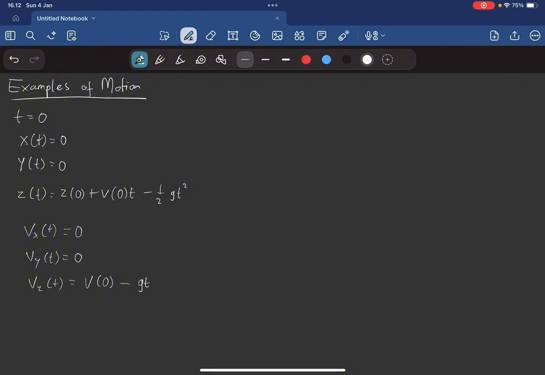The z component of velocity starts out at t equals 0 being equal to v0. In other words, v0 is the initial condition for velocity. As time progresses, the minus gt term becomes non-zero. Eventually, it will overtake the initial value of the velocity and the particle will be found moving along in the negative z direction.